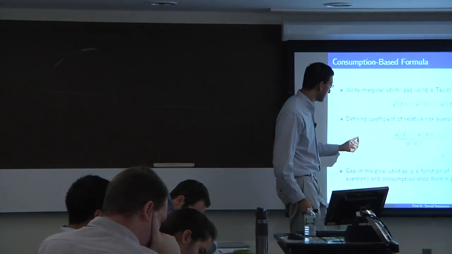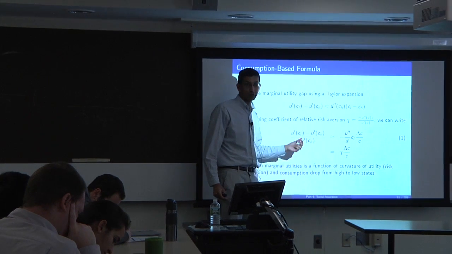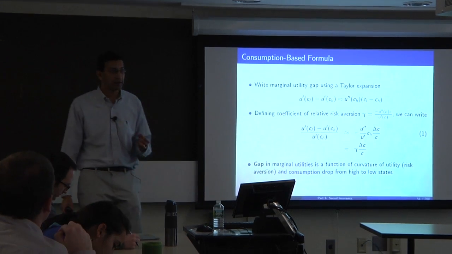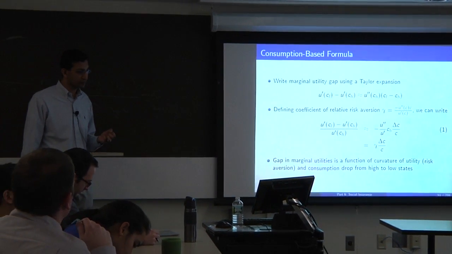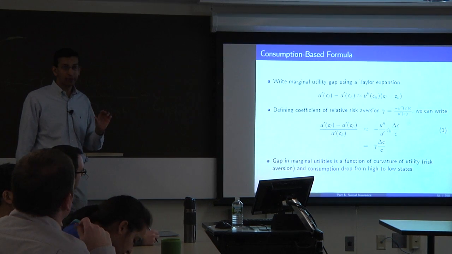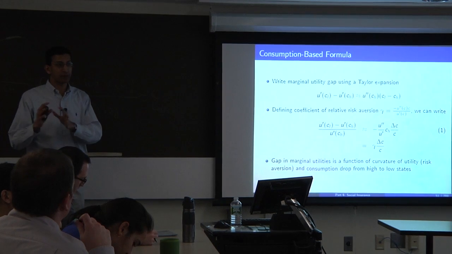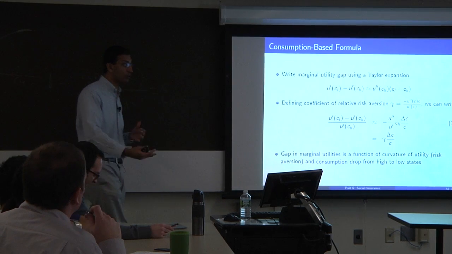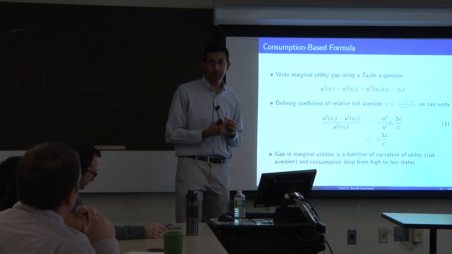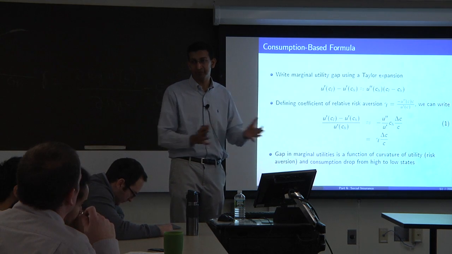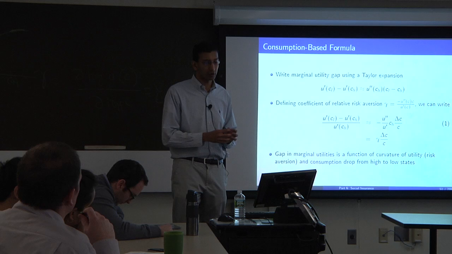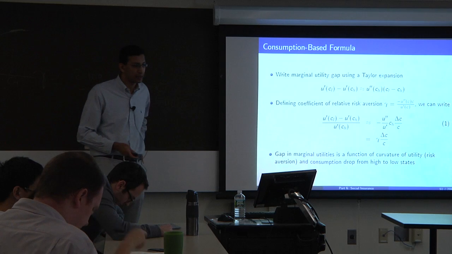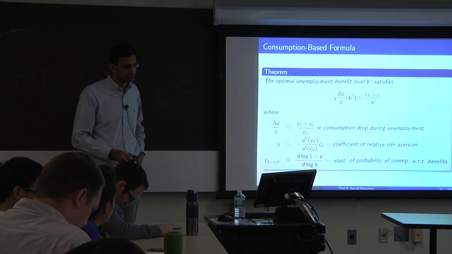And so what that means then is if I measure the curvature of the utility function, which is risk aversion, there's a huge literature in economics on estimating risk aversion, and I measure the gap, the drop in consumption from the employed to the unemployed state, then I can say something empirically about the optimal level of unemployment benefits. And so this is the first idea in this literature of how to use a sufficient statistic approach to estimate the optimal level of benefits.